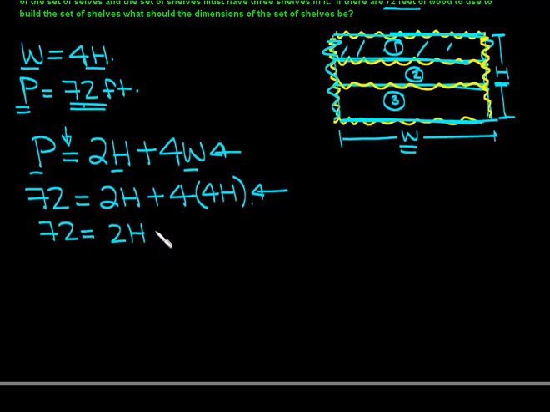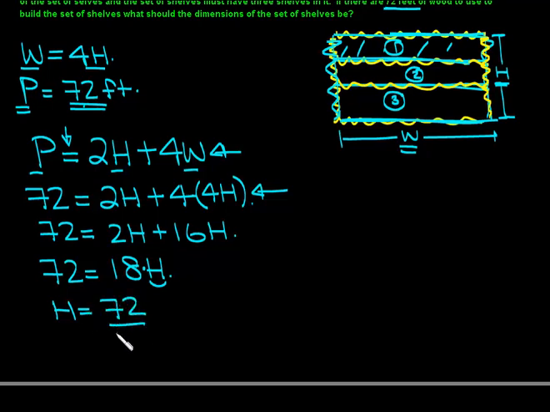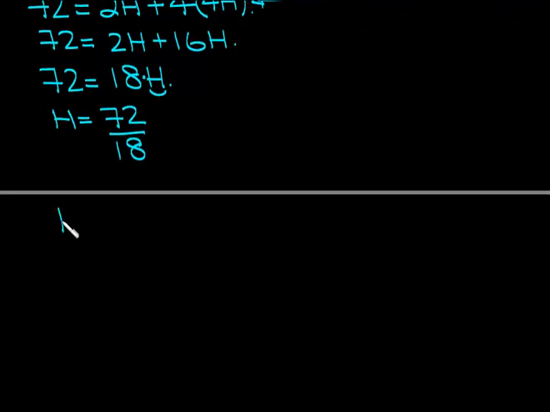So let's multiply here and get rid of those parentheses, and then make sure all the variables are on one side. So we get plus 16H. They're already on one side, so let's collect those variables. So we get 18H. Then we want to solve for just H, which is attached by multiplication to the 18, so divide by 18. So you get H is equal to 72 over 18. What do we get for H then? H is equal to 4.